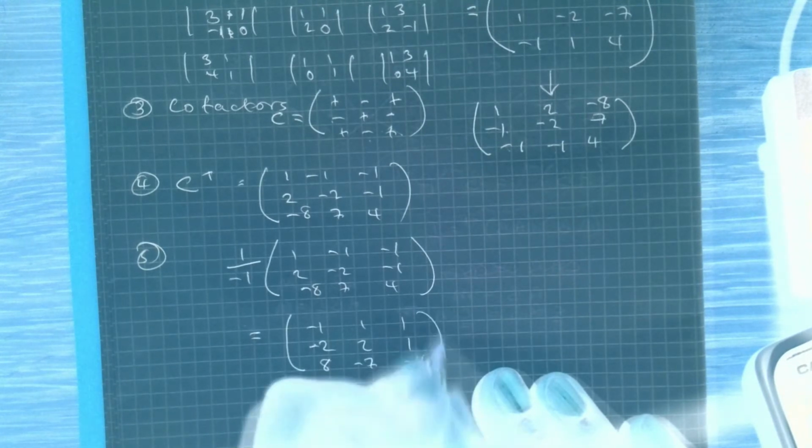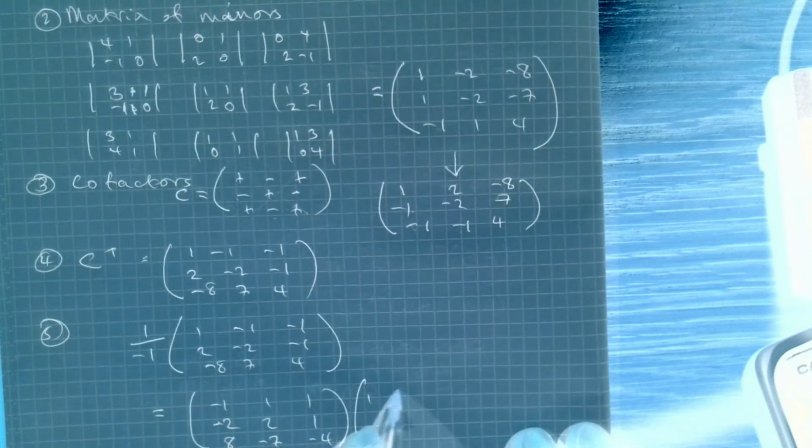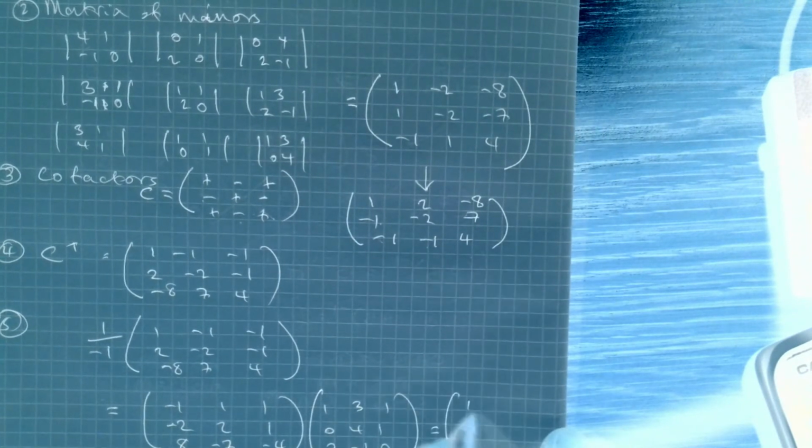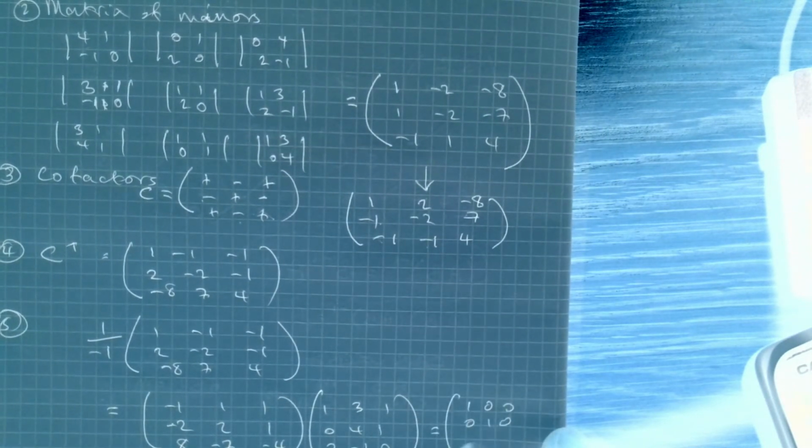And if you want, if you multiply that together with the original matrix, 1, 3, 1, 0, 4, 1, 2, minus 1, 0, then you'll end up with the identity 1, 0, 0, 0, 1, 0, 0, 0, 1.